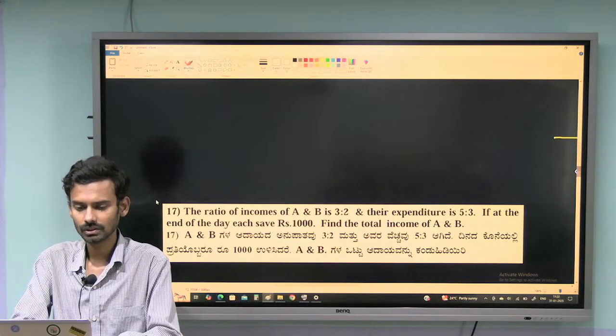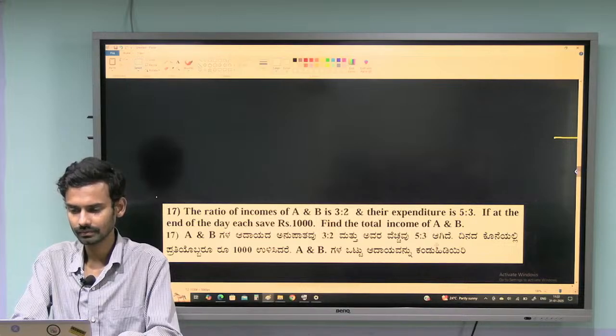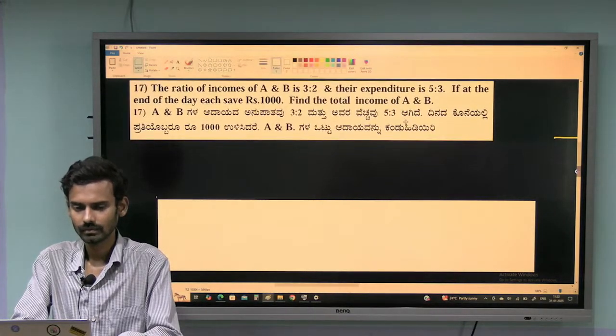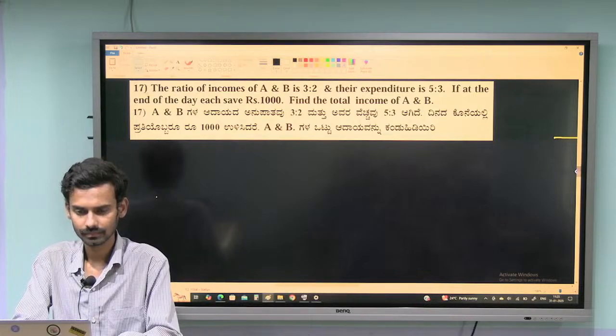Give me the answer for this question. Very similar to the previous one. If the difference is equal, directly apply the short trick. If the difference is not equal, first make the difference equal, then apply the short trick.